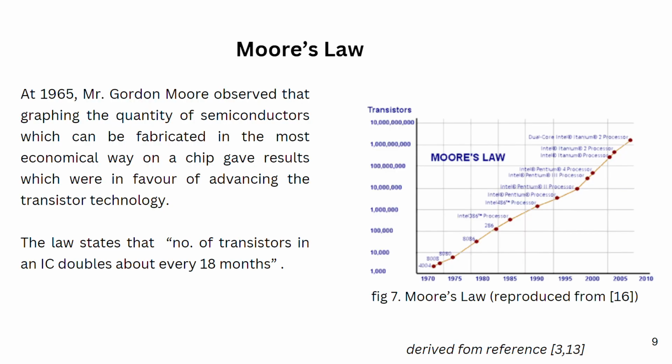Moore's law. In 1965, Mr. Gordon Moore observed that graphing the quantity of the semiconductor which can be fabricated in the most economical way on a chip gave results which were in favor of advancing transistor technology. The law states that the number of transistors in an IC doubles about every 18 months, and this law is called Moore's law.